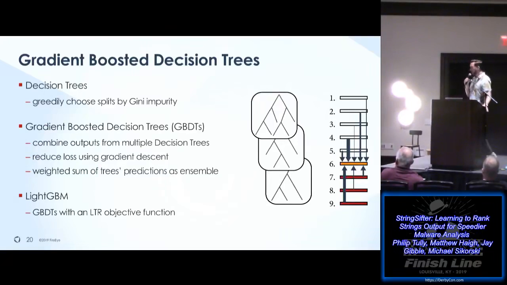The specific algorithm we're going to use is called LightGBM, which is based on histogram bins. But the point here is that we're not using a classification objective function, we're using a learning to rank objective function. So the point here is that we want to optimize the relative ordering of the items within this list.